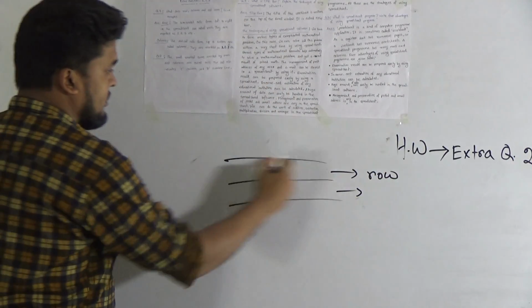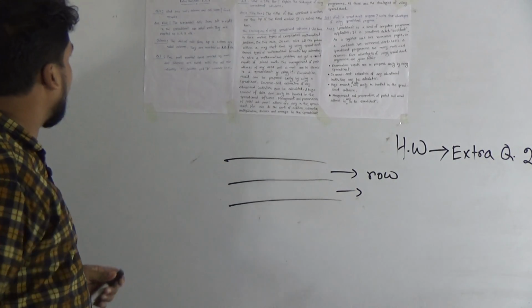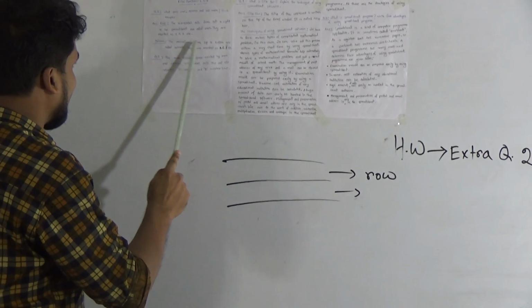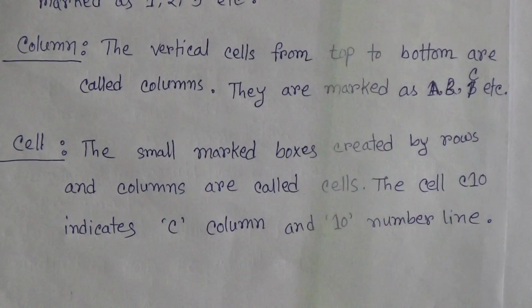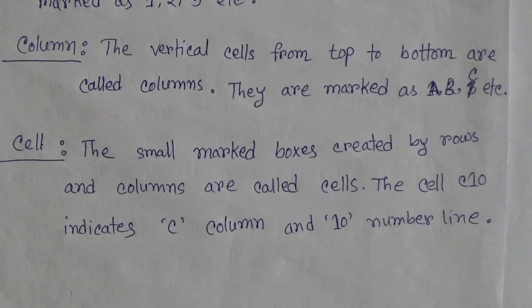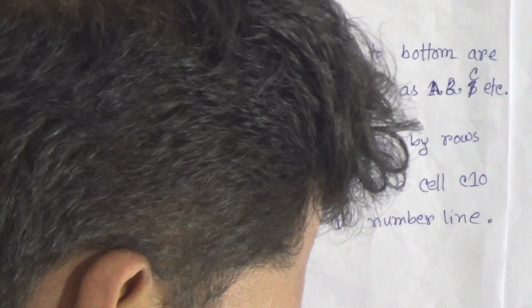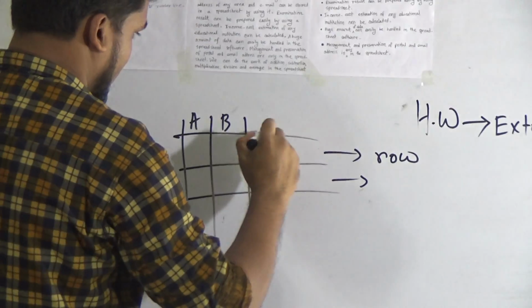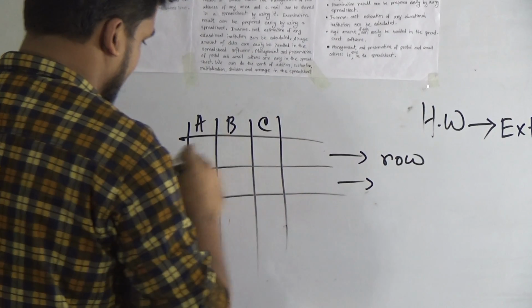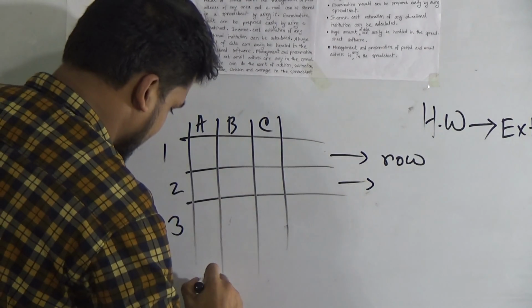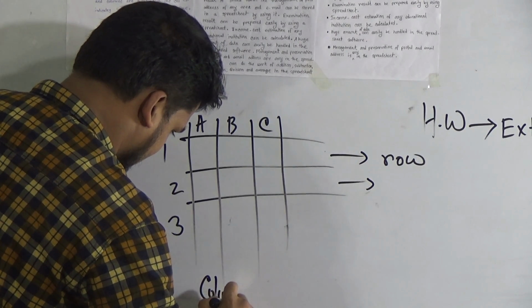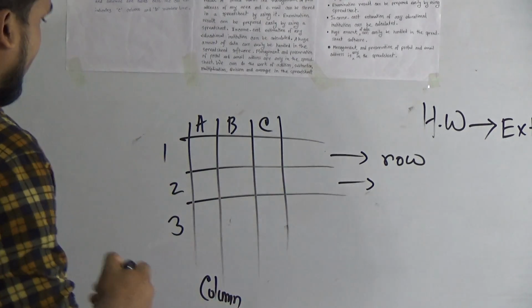is row, this is horizontal term. And column: the vertical cells from top to bottom are called columns. They are marked as A, B, C. That means this is vertical cell A, B, C. That means here 1, 2, 3. This is column. Okay.